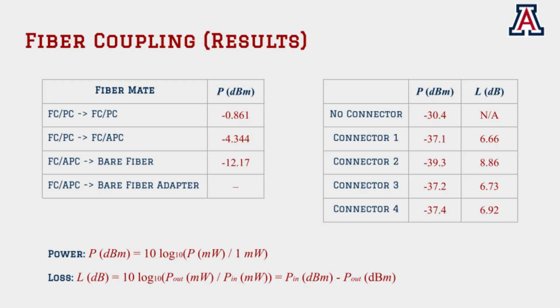As for the connection tests, we collected and calculated the values in the right table using the loss formula below and the power measured from a single fiber as the reference. There wasn't much expectation for change here, so the second connector measurement was an outlier.